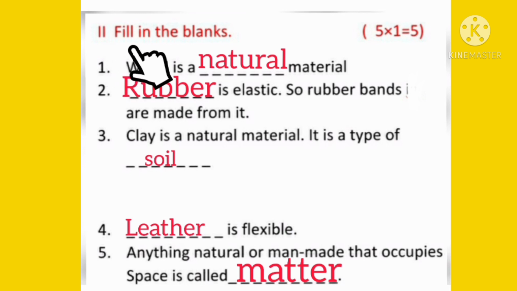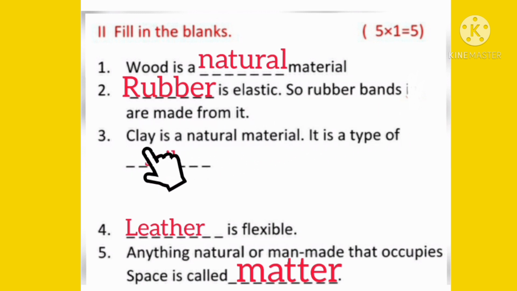Next Roman, fill in the blanks. First one, wood is a dash material. Wood is a what material? Yes, very good. Natural material. Wood is a natural material. Second one, dash is elastic. Which is elastic? Yes, very good. Rubber is elastic. So, rubber bands are made from it.